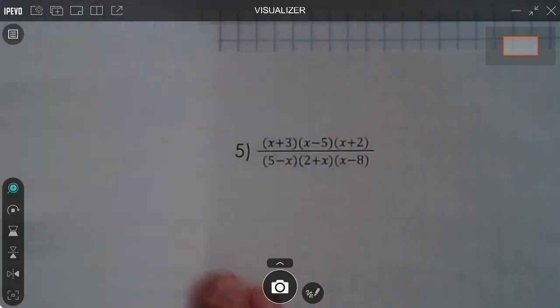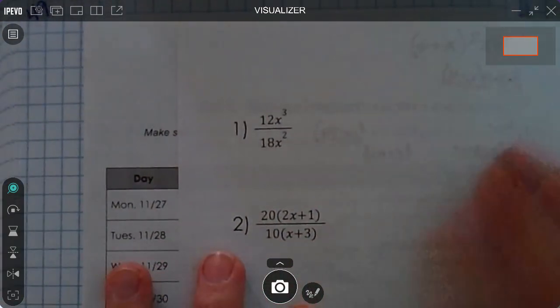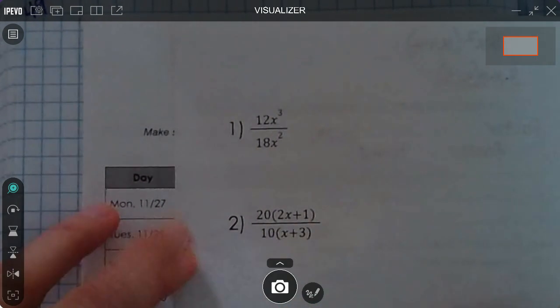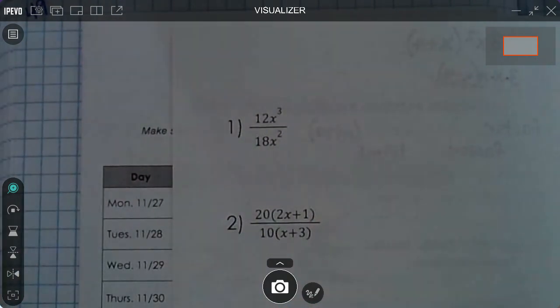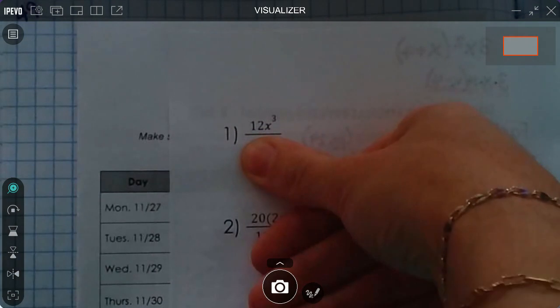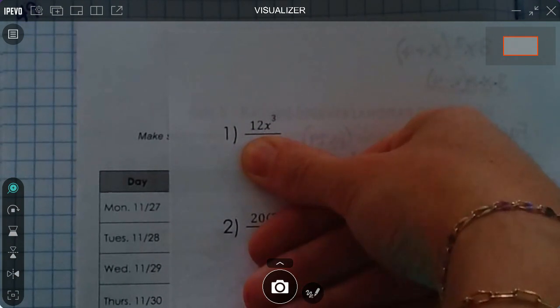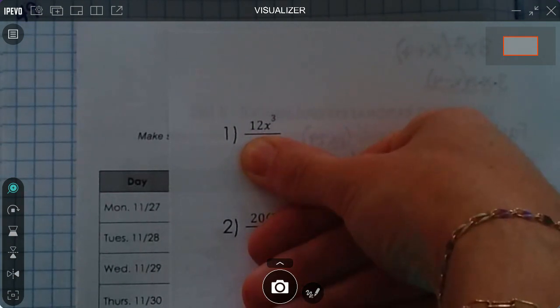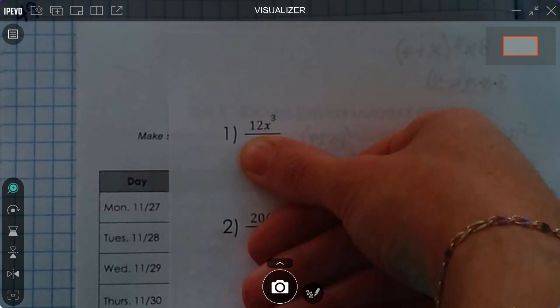Open this up. Look at number 1. We're not finished with the notes yet. We're just going to talk about those 2 steps first. 12x cubed divided by 18x squared. When I say factor everything, can I factor anything on the top? When I say factor, I mean look for a GCF. Is it a difference of squares? Do I need to make a box? Can I do any of that?